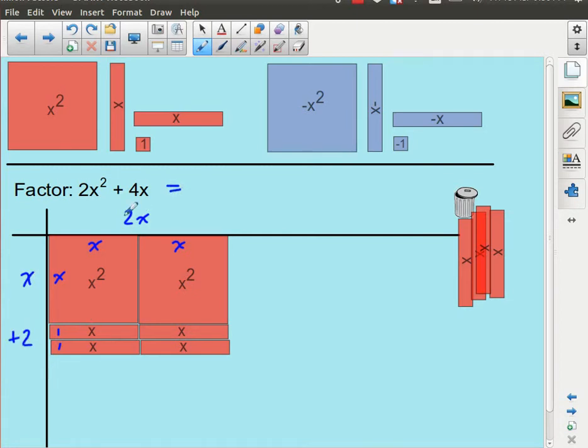So again, here we've got a single term, a monomial. Normally that's what we'll factor out, or that's what we'll put in front. And then that will be x plus 2. And you could verify this. 2x times x is 2x squared. 2x times positive 2 is positive 4x.